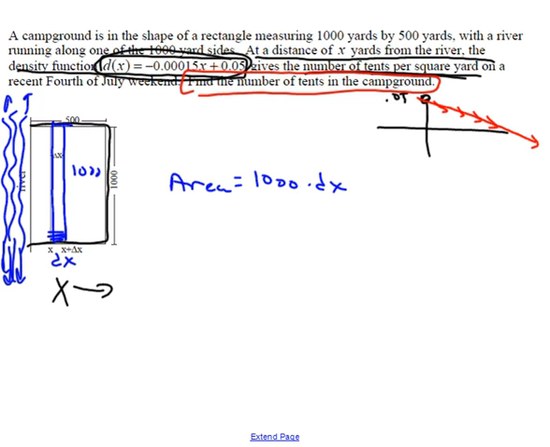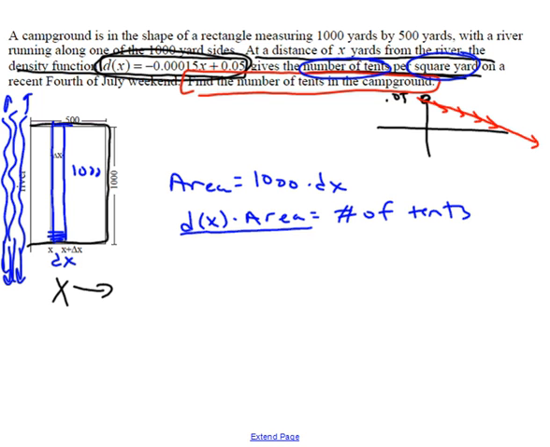And then I'm going to multiply that by our density, because our density is the number of tents per area, per square yard. So if I do my density function times area, that'll equal the number of tents in that region. So density times area gives me a number of tents. So basically, I just want to integrate all of these strips from 0 all the way up to 500.